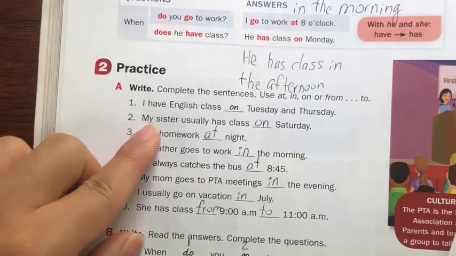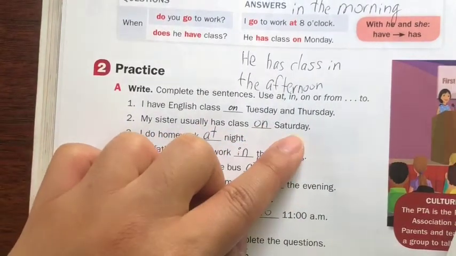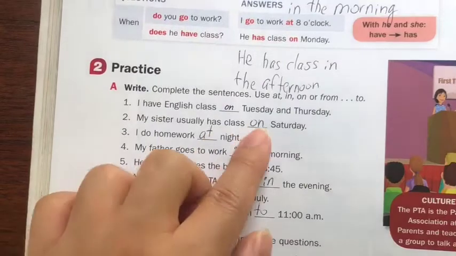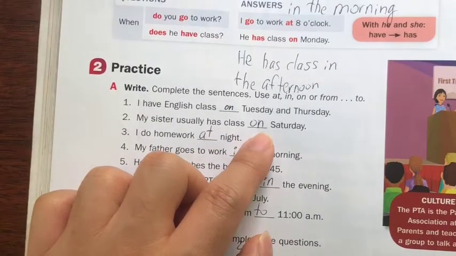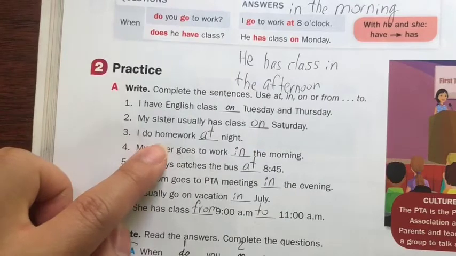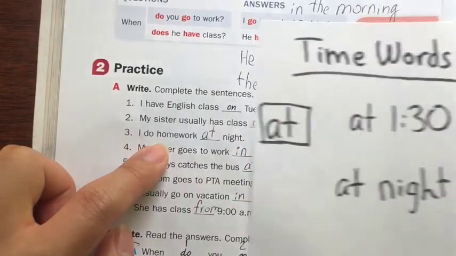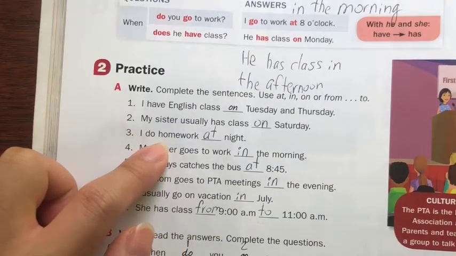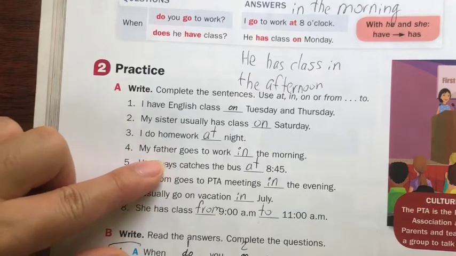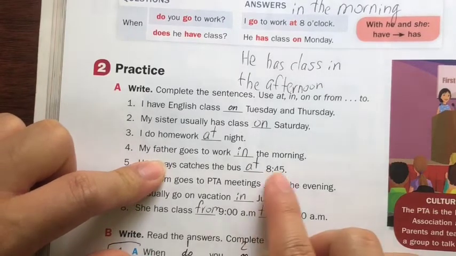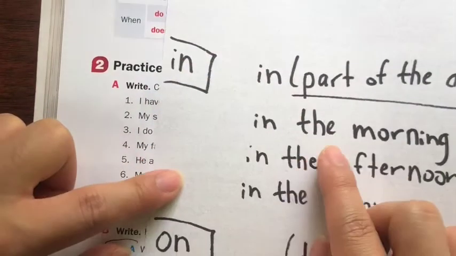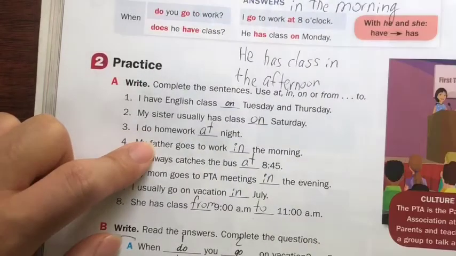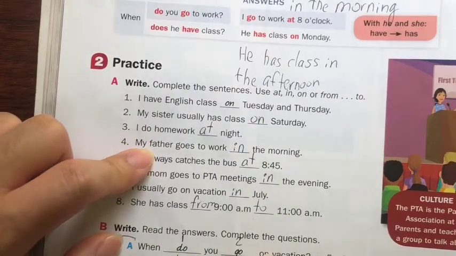2, my sister usually has class Saturday. Saturday is a day of the week, so we use on. My sister usually has class on Saturday. 3, I do my homework night. Night, we always say at night. I do my homework at night. 4, my father goes to work the morning. The morning is a part of the day, so we say in the morning. My father goes to work in the morning.